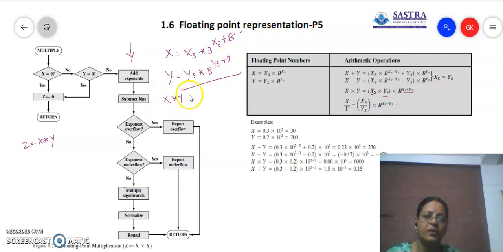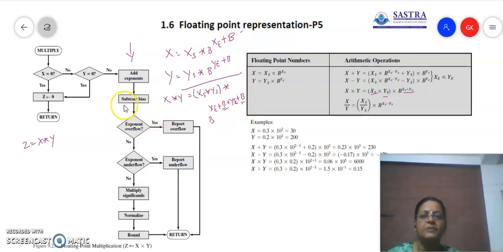We find the product of the two significands xs and ys. And what will be the exponent here? Base power xe plus b, plus ye plus b. So this is going to be the exponent. Now if we observe, the answer should contain only xe plus ye, plus one bias is okay. But here we have two biases. Because the individual operands are already biased, the final result will contain two times the bias. So I have to cancel one bias here.